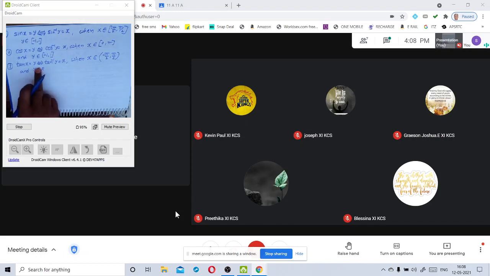Tan x is equal to y. This trigonometric equation can be written as tan inverse y is equal to x when x belongs to the open interval -pi/2 comma pi/2 and y belongs to the real numbers. Y is a real number.